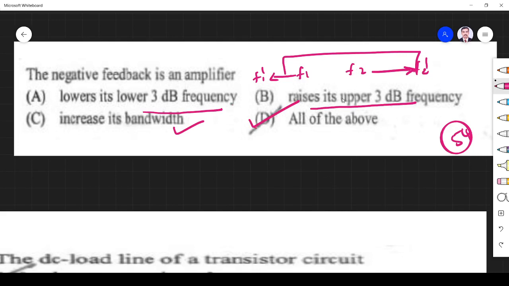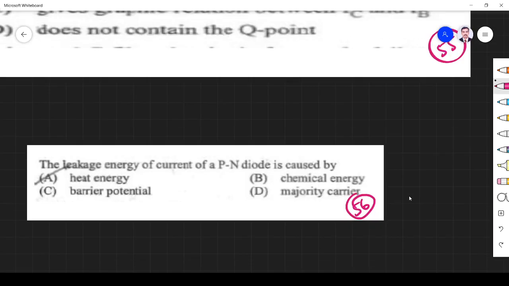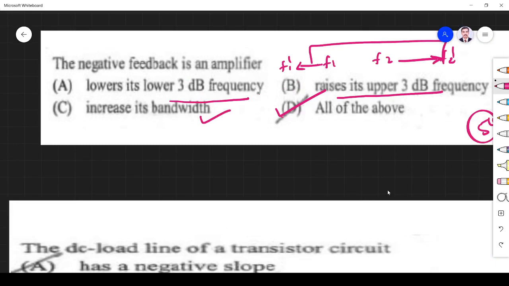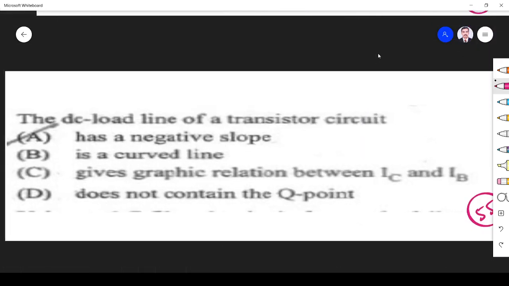Next question, question 15. The DC load line of a transistor is a curved line? No, it is a straight line. It gives the relationship between IC and IB? No, it gives the relationship between VCE and IC. It doesn't contain the Q point, ICQ, VCEQ? No, it contains the Q point. So it is also a wrong answer.